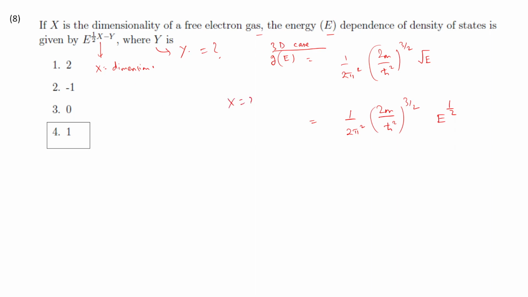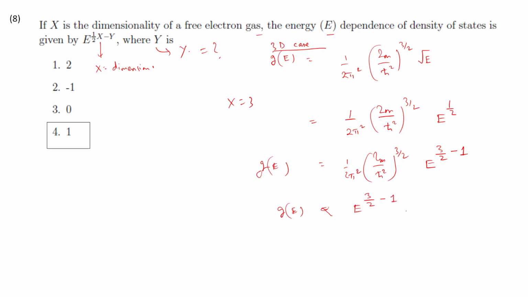So this 1 by 2 we have to write as, so it is 3D case, right? So x equal to 3. Okay, so what we can write this as 1 by 2 pi square, 2m over h bar square 3 by 2, E to the power 3 by 2 minus 1. Now you see this 3 is nothing but your x here, so g(E) is directly proportional to E to the power 3 by 2 minus 1.